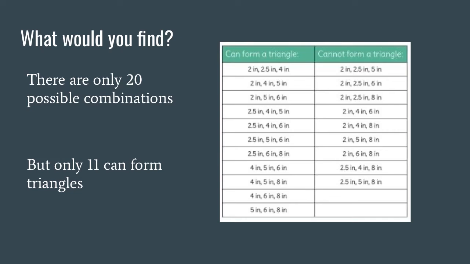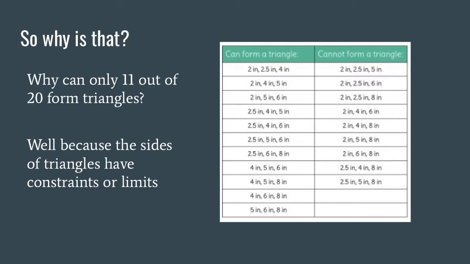If you were to build with those conditions, you would find that there are only 20 possible combinations. But out of that 20, only 11 can form triangles. So the question is, why can those 11 form triangles but the other 9 can't? Why can only 11 out of 20 form triangles? Well, because the sides of triangles have constraints or limits.